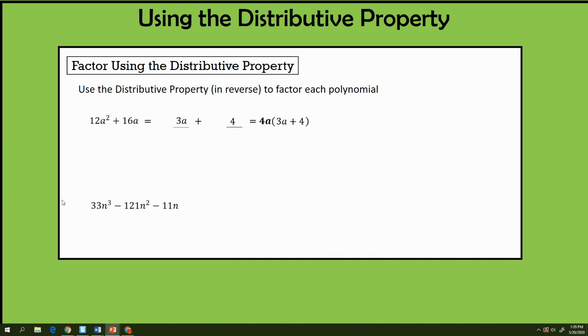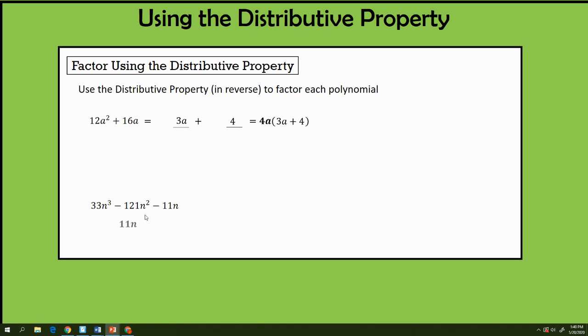Okay, let's do another one here. So looking down here, I got 33n cubed minus 121n squared minus 11n. So I got three terms. Okay, look at the numbers, 33, 121, and 11. So the largest number that divides them all would be 11. And then the variables, I got n cubed, n squared, and n. So they at least all have an n. So 11n is my GCF.